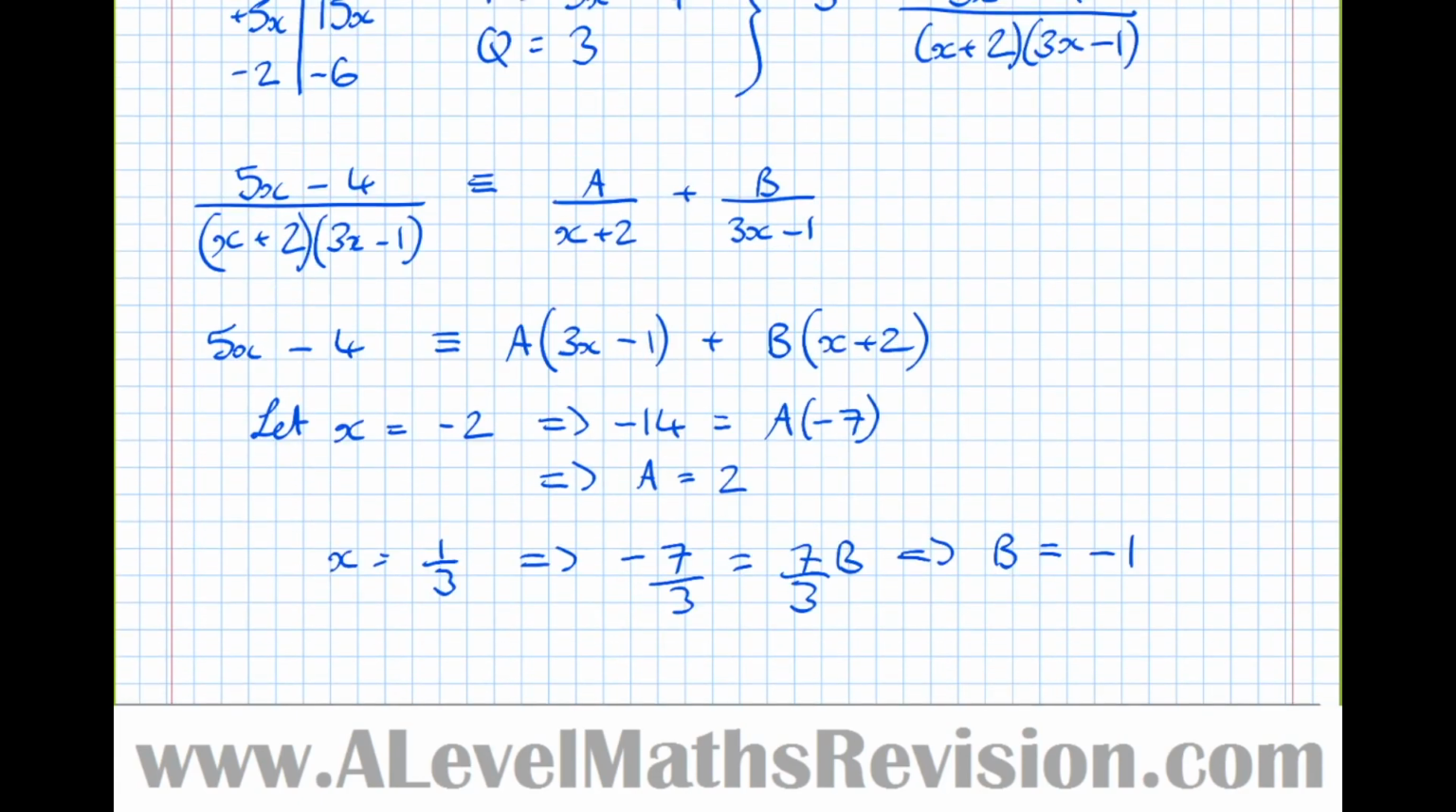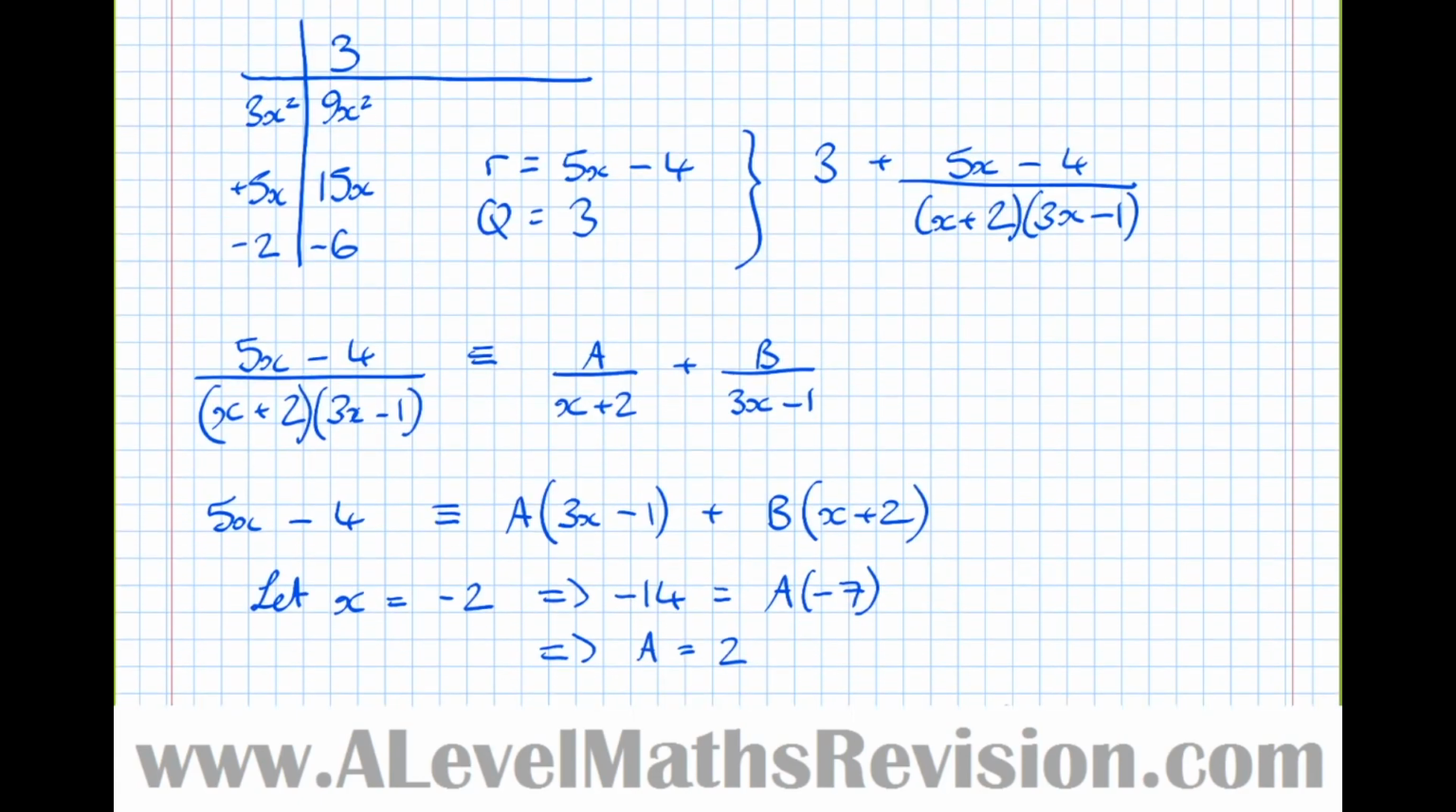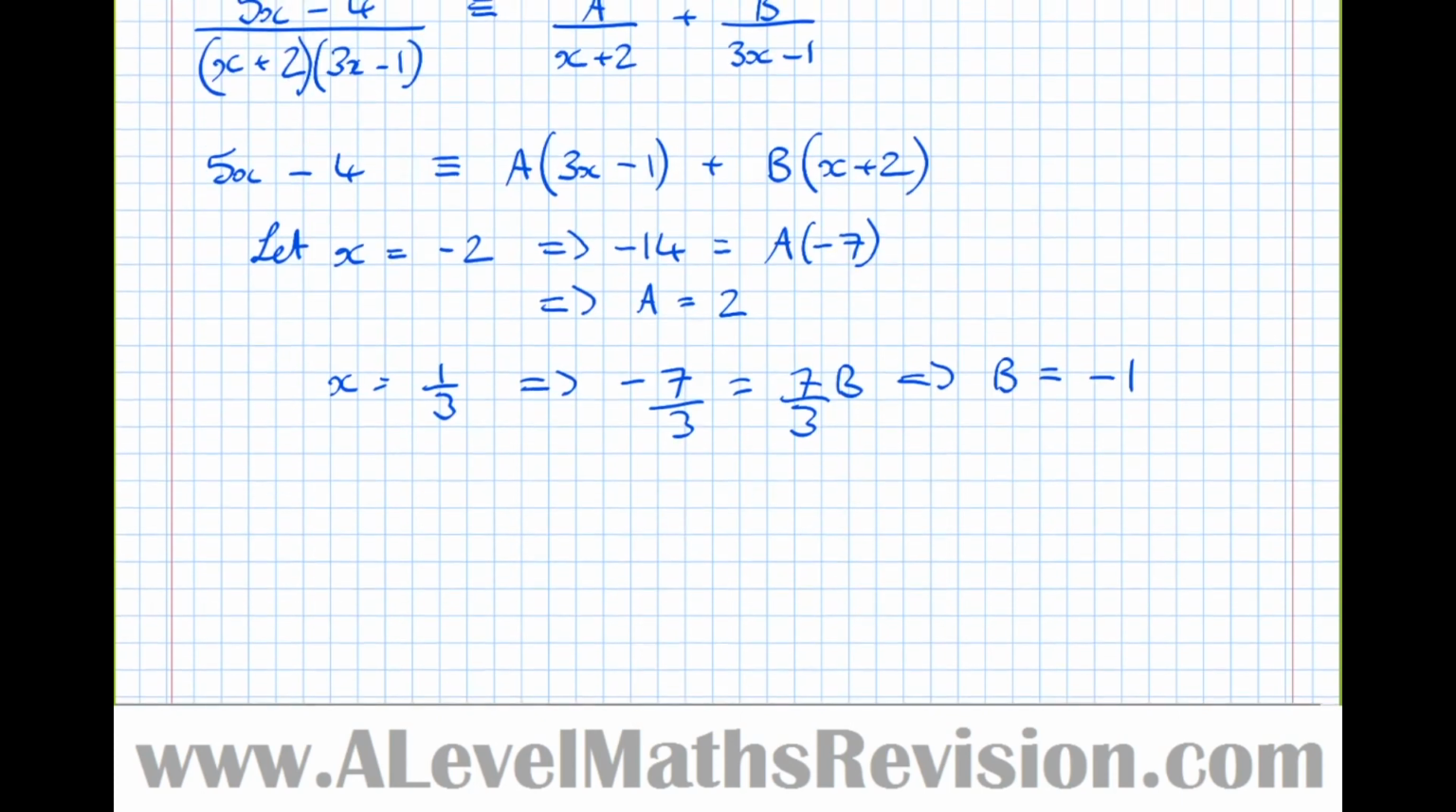Therefore, we've got it. But remember, there's a 3 plus at the start as well from having done the polynomial division. Again, if you don't do the polynomial division, you won't get that 3 plus. 3 plus 2 over x plus 2 minus 1 over 3x minus 1. And that there is basically partial fractions with all the exceptions that they can throw at you.